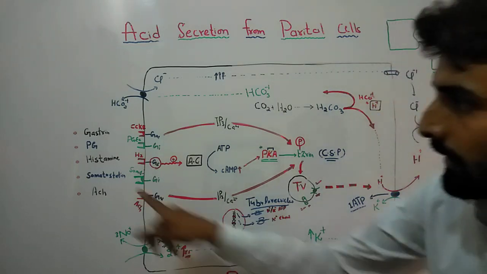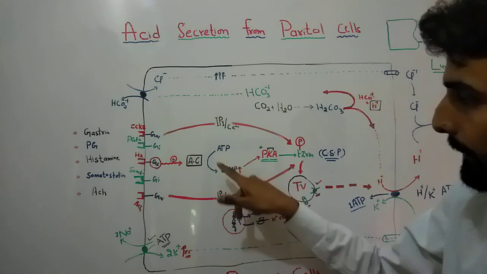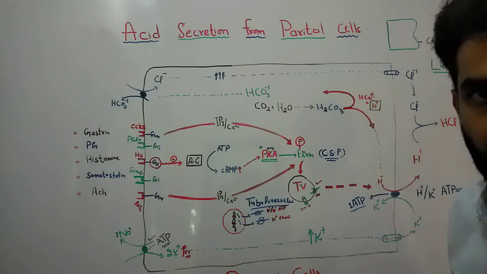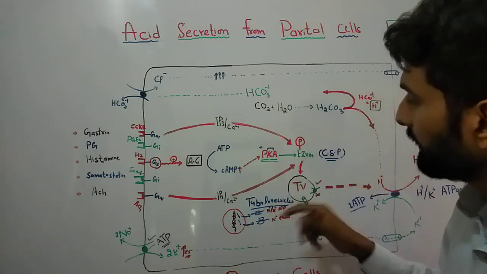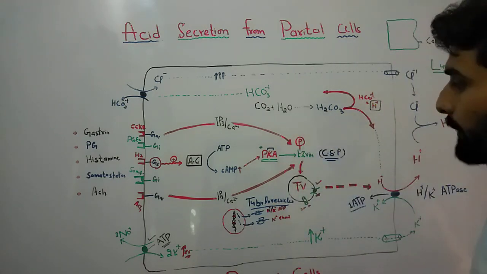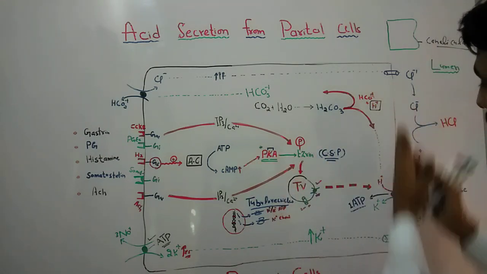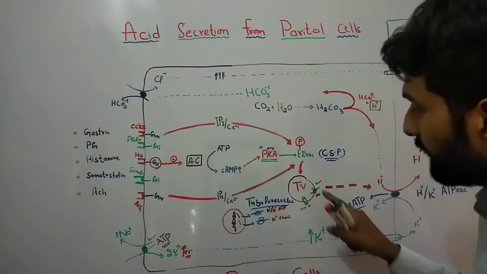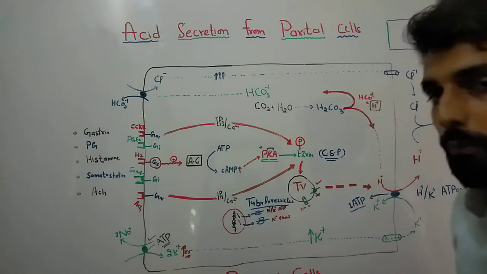Again I will repeat: histamine will bind over there, adenyl cyclase will get activated, adenyl cyclase will convert ATP into cyclic AMP, and cyclic AMP will activate protein kinase A. Protein kinase A will activate cytoskeleton proteins, for example Ezrin, by placing a phosphate group over them. When these proteins get activated, they are responsible for the transportation and fusion of tubulovesicles with the plasma membrane of the parietal cells. Now these tubulovesicles will be having hydrogen-potassium ATPase pumps and potassium channels.